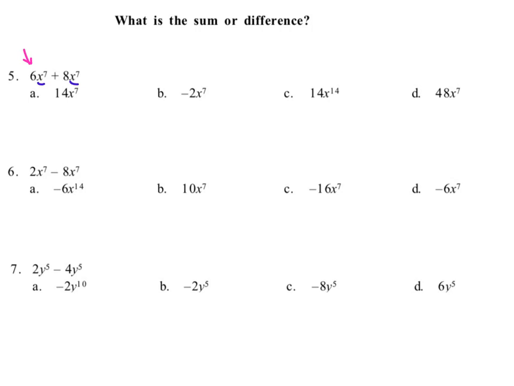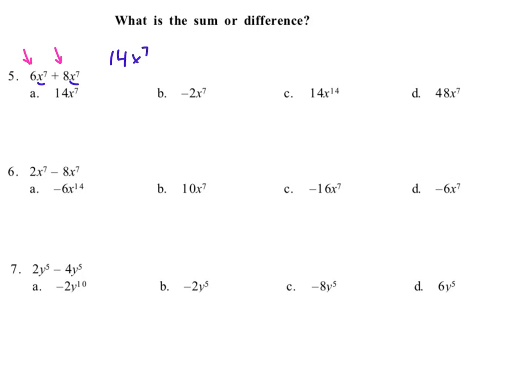You've got 6 here of those things, and then you've got another 8 here that you're adding together. And I like to say it like 6 bananas plus 8 bananas. What do you have? You have 14 bananas. You get the number 14 by adding the coefficients, but the thing that it is does not change. They still are bananas, right?